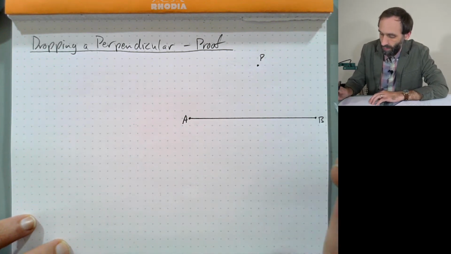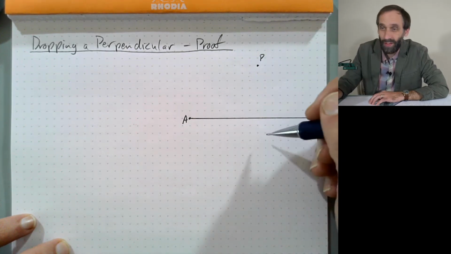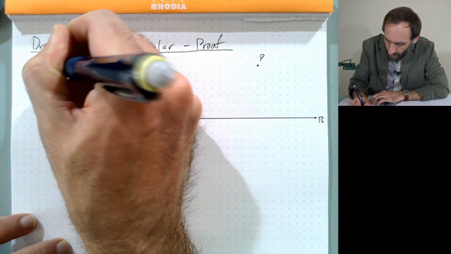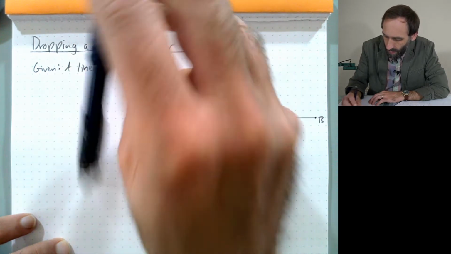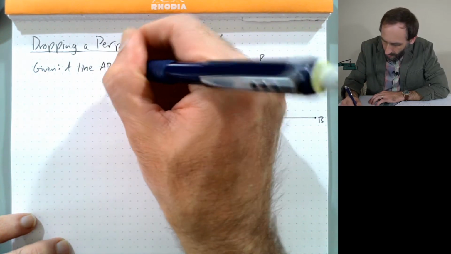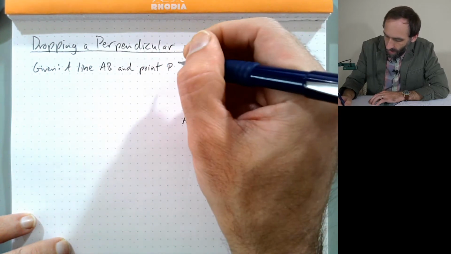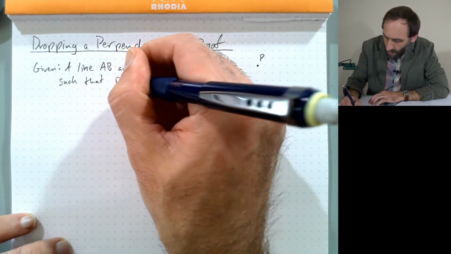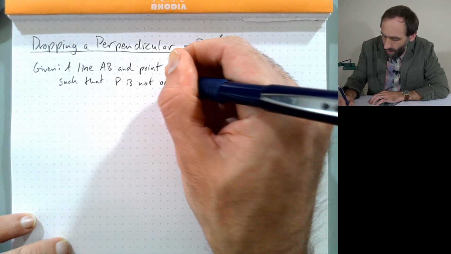So now in order to set up this proof, we need to have a line, and I'm going to go ahead and label this line AB, and then some point that's not on the line. And so that's my given. So my given is a line AB and a point P such that P is not on the line AB.